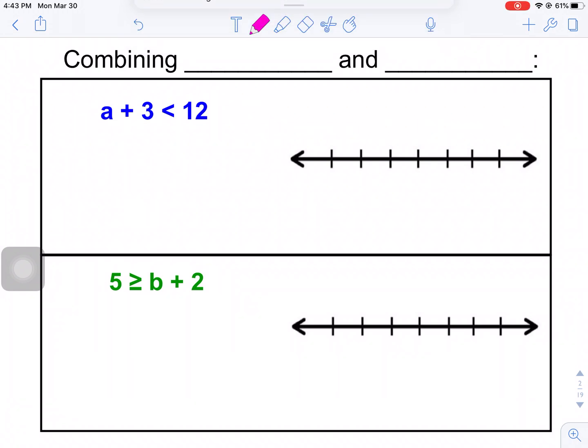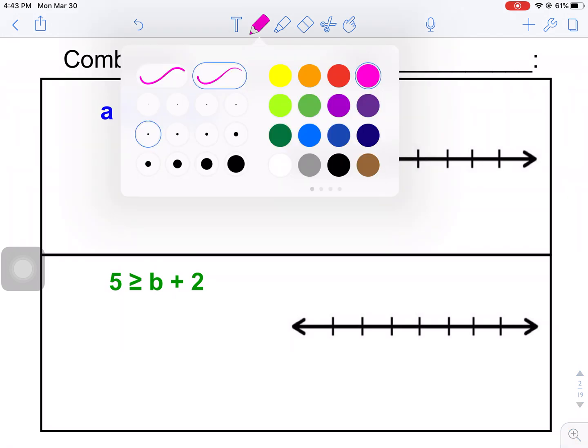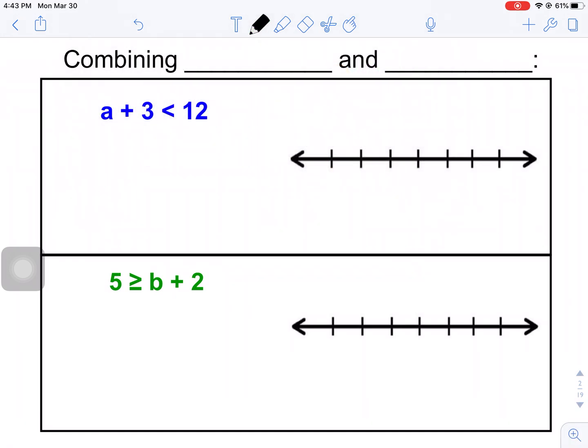This video is about how to solve one-step adding and subtracting inequality problems. So for our problem, we're going to be combining solving and inequalities.